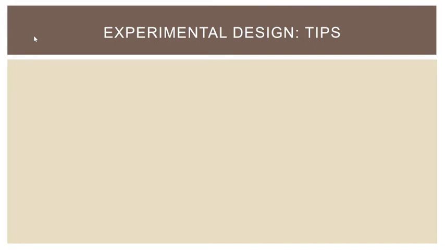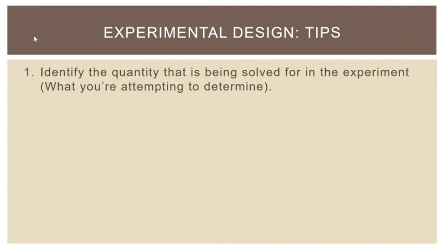So the first experimental design tip, and this should be obvious, is you want to identify the quantity that's being solved for in the experiment. So in the case of this first experiment that we're trying to do here, what are they asking you to determine about this object? And in this case, it would be an object's acceleration. So you identify the quantity that is being solved for.